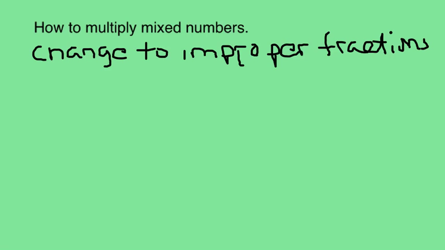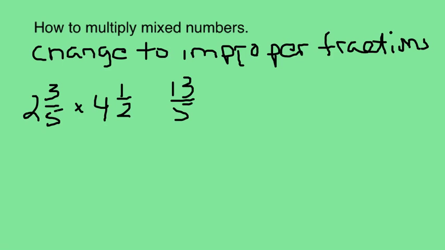Your first example is 2 3/5 times 4 1/2. Well, in order to change this to an improper fraction, I'm going to take the denominator 5 times 2 and get 10 and add the numerator of 3. When I do that, I get 13 over 5. And the second mixed number, I'm going to take 4 times 2 and get 8 and add 1 to get 9. So I have 9 over 2.